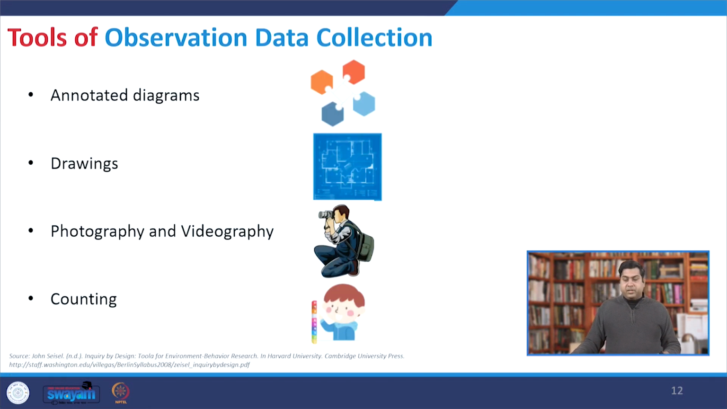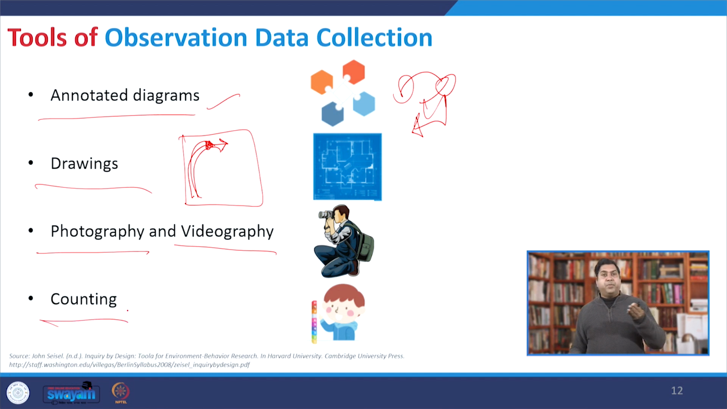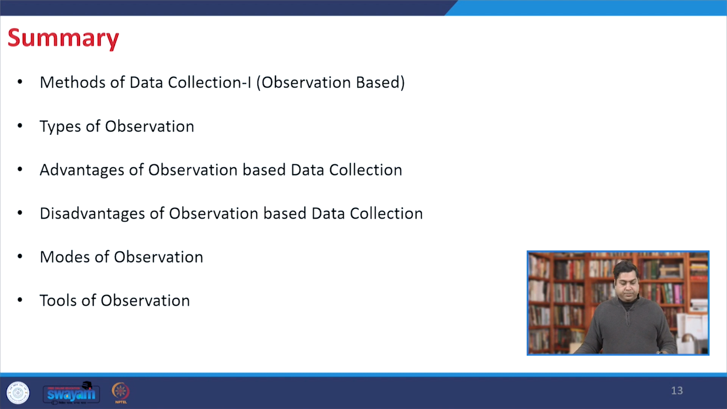Tools of observation data collection. It can be an annotated diagram where you capture those activities and make a mind map of how things are happening. It may be through drawings; you can make a drawing if you want to study the space and where people go the most. It may be through photography and videography, and also through counting. So depending on the purpose, you can select the tool for observation data collection.